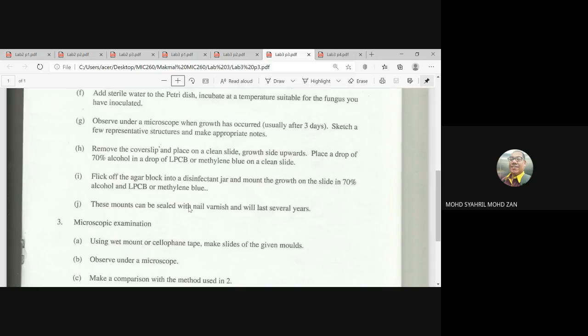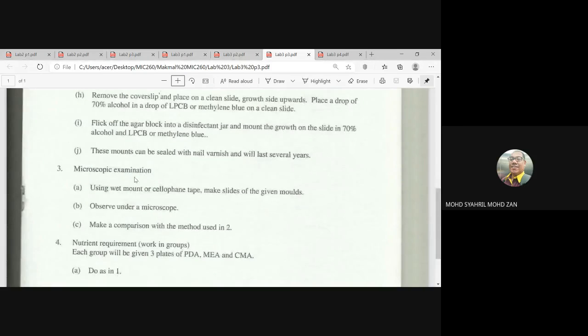Okay, so to keep our sample, we use nail varnish. So now we have to use what we call microscopic examination. Using the wet mount of cellophane tapes, make slides of the given mold. Observe under the microscope. Make a comparison with the method used in number 2. Okay, so we take our sample using cellophane tape, place the tape on our media that has the mold. Once you have placed the cellophane tape, peel it off and look under the microscope. So microscopic examination is really simple.